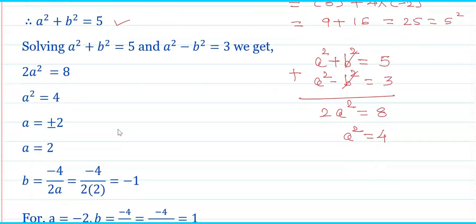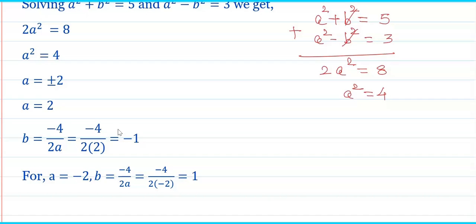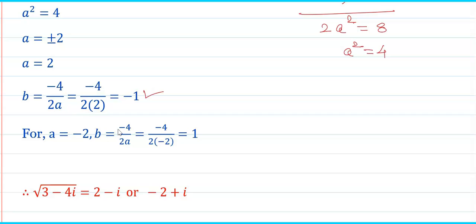If we take a is equals to plus 2, but what is b? b is equals to minus 4 upon 2a. Substitute the value of a. 2 into 2, that is 4. Minus 4 upon 4, and you will get minus 1. Okay, when a is equals to minus 2, again b is equals to minus 4 upon 2a. Substitute the value of a, which is minus 2. Again here minus 4 upon minus 4, you will get plus 1.